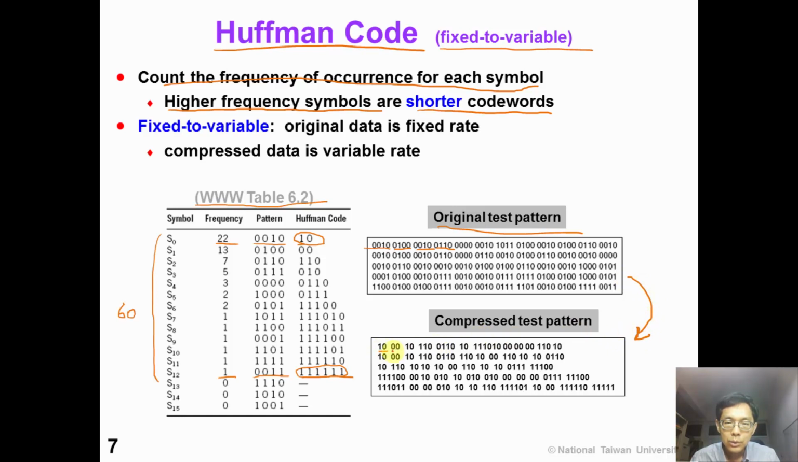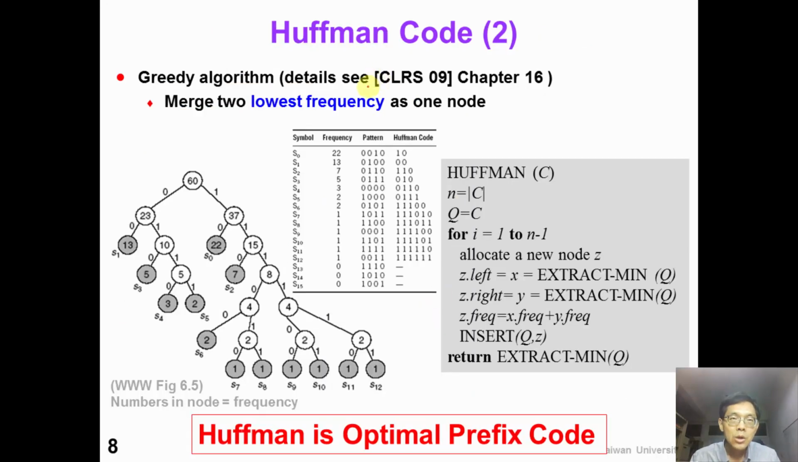And the result is shown here. We can see that in this figure, Huffman code effectively compressed the original data. So how can we obtain the Huffman code? We can use a greedy algorithm to construct a Huffman tree.